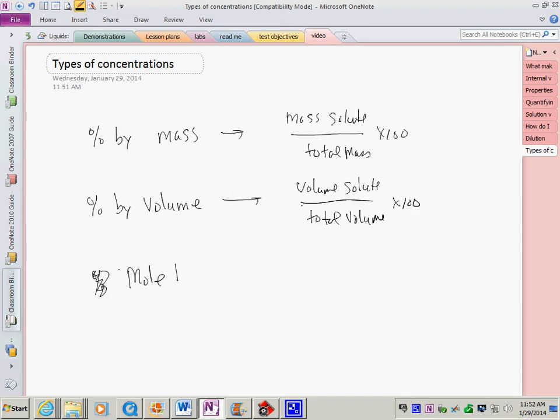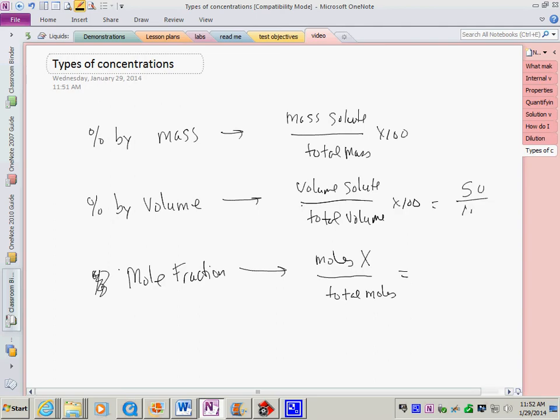Another one for measuring this is called, it's not a percentage, a mole fraction. It is a little more common than these two, at least than percent by volume. It would be the moles of X divided by total moles, and this one's not times 100. So in this case, these are rate relationships. If something is 50% by volume, it doesn't mean it actually has 50 out of 100. It could be 5 out of 10. It's a relationship saying, out of 1, how many are there? It's based off 1 rather than 100.